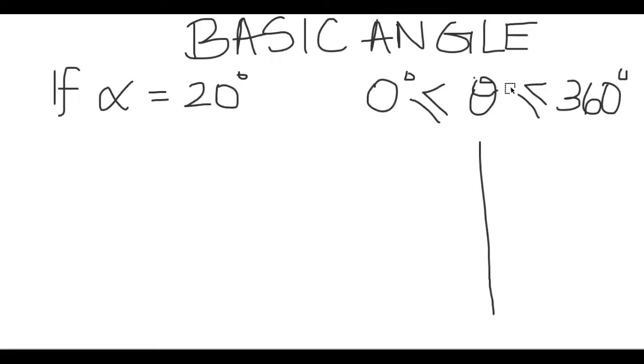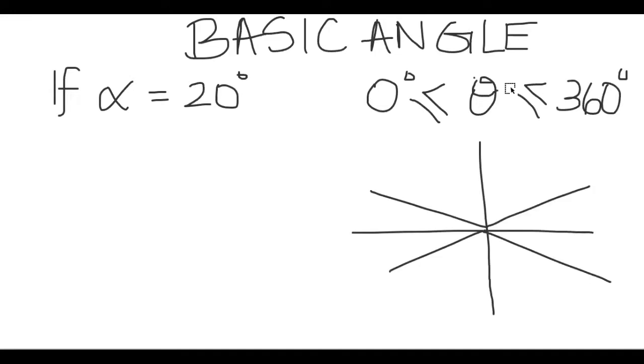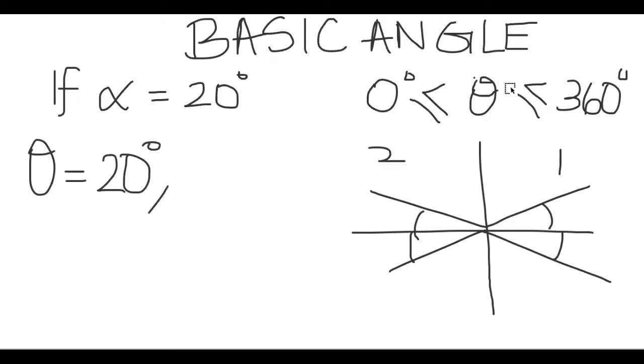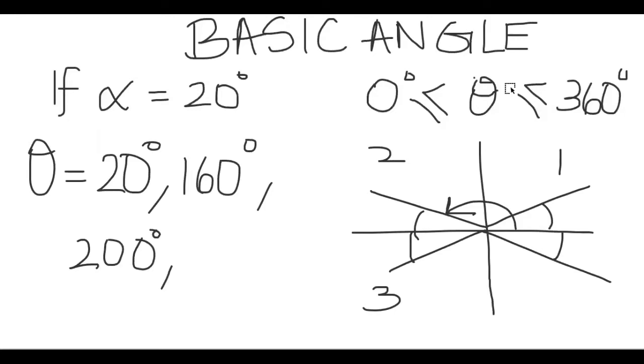So when we draw a Cartesian plane, we're going to draw alpha in all the four quadrants in this manner, and all these angles will be 20 degrees, making with x axes. In the first quadrant, the value of theta will be the same as alpha, 20 degrees. In the second quadrant, we're going to take the value as 180 minus 20, which will be 160 degrees. Then in the third quadrant, we're going to add 20 to 180, which will make 200 degrees. And the last value will be 360 degrees minus 20 degrees, which will be 340 degrees.